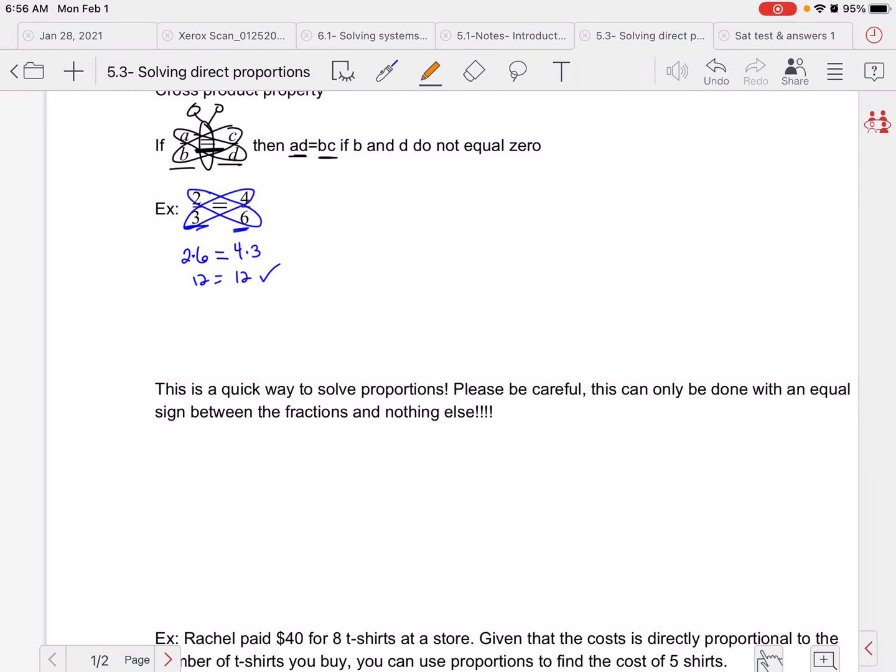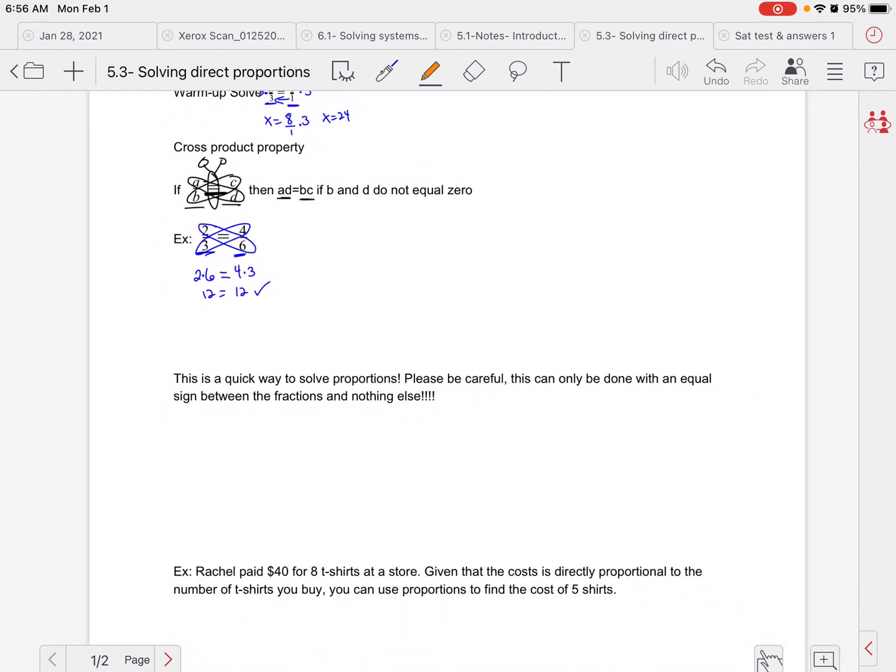So this is just a quick way to solve proportions, and this is what we really take away from the direct proportion lessons. And again, sometimes you'll be able to do some of these problems shorthand, but I want you to be able to do it this way because sometimes there isn't a shorthand way to do it.